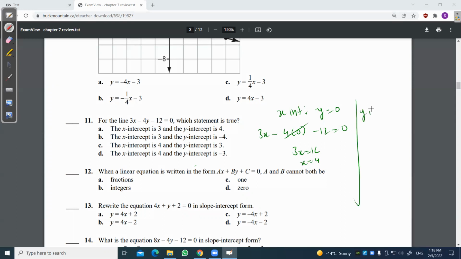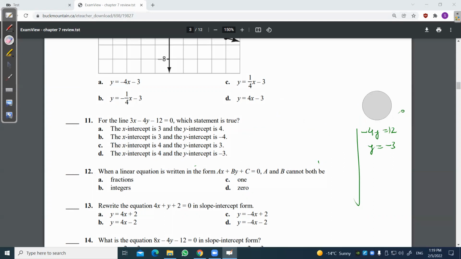To find the y-intercept, what do we do? x becomes 0. So we have 3 times 0, which is 0, minus 4y equals 12. y is minus 3. So 4 and minus 3, option D. Does that make sense? Just remember this: for the x-intercept, set y to 0; for the y-intercept, set x to 0.